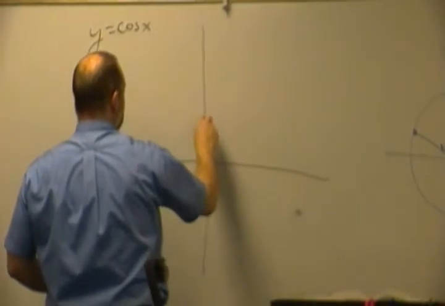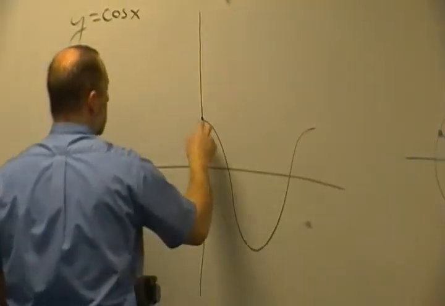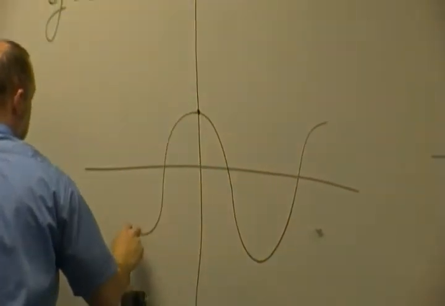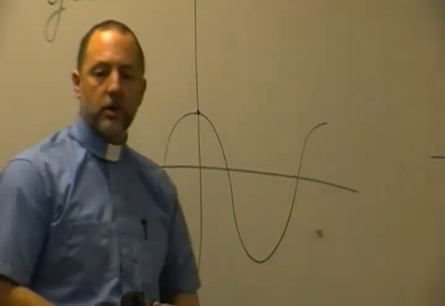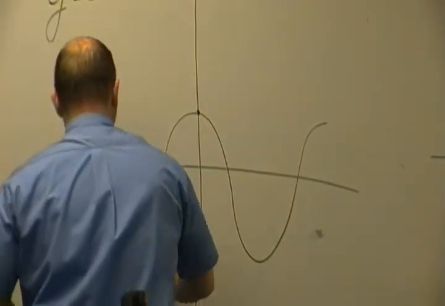So here's y equals cosine x, and it starts at 1. Comes down, goes up, so we'll bring it over this way. Okay, so there's our cosine wave. What's it going to look like when we rotate it over the line y equals x?